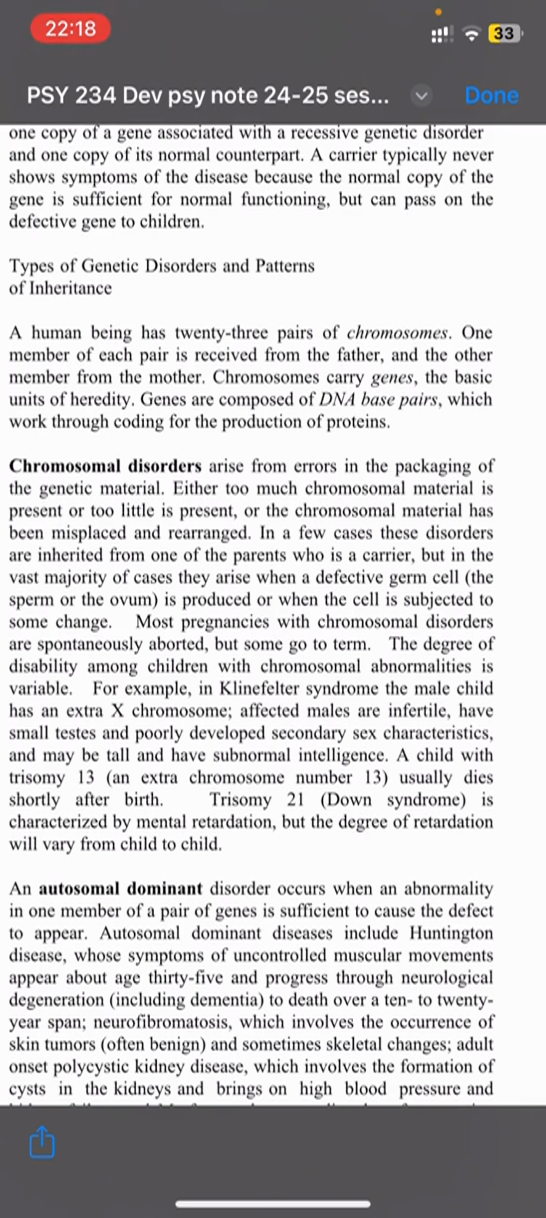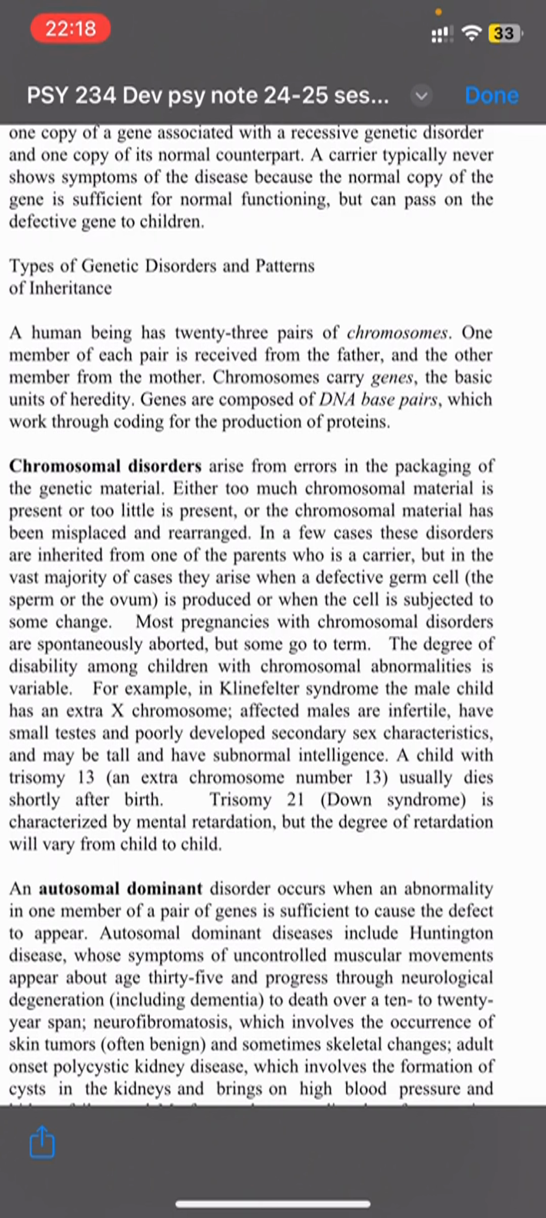Now, we have some chromosomal abnormalities. For example, Klinefelter syndrome. The male child has an extra X chromosome, so the child is XXY. It affects males, and affected males are infertile, have small testes, and poorly developed secondary sex characteristics. So I'm guessing your testosterone is low. They may be tall and have subnormal intelligence.